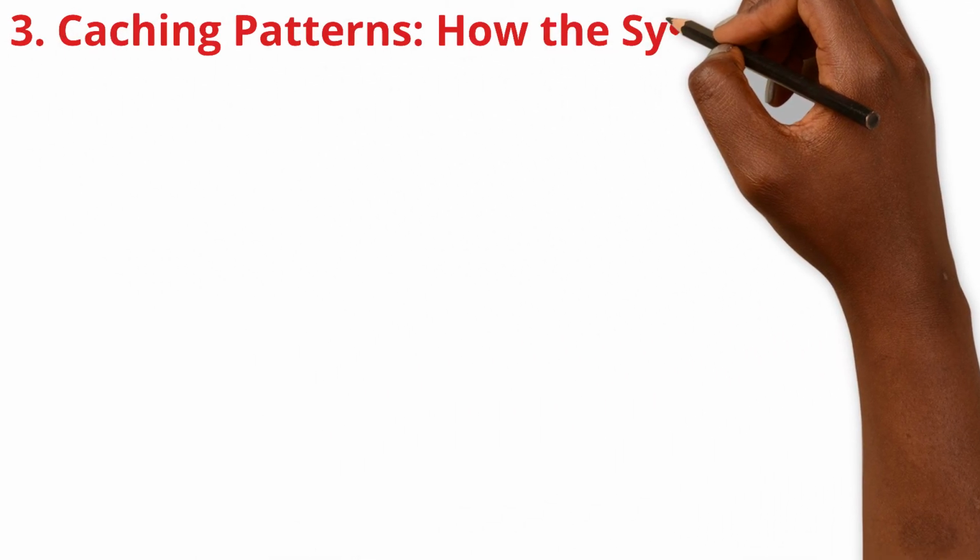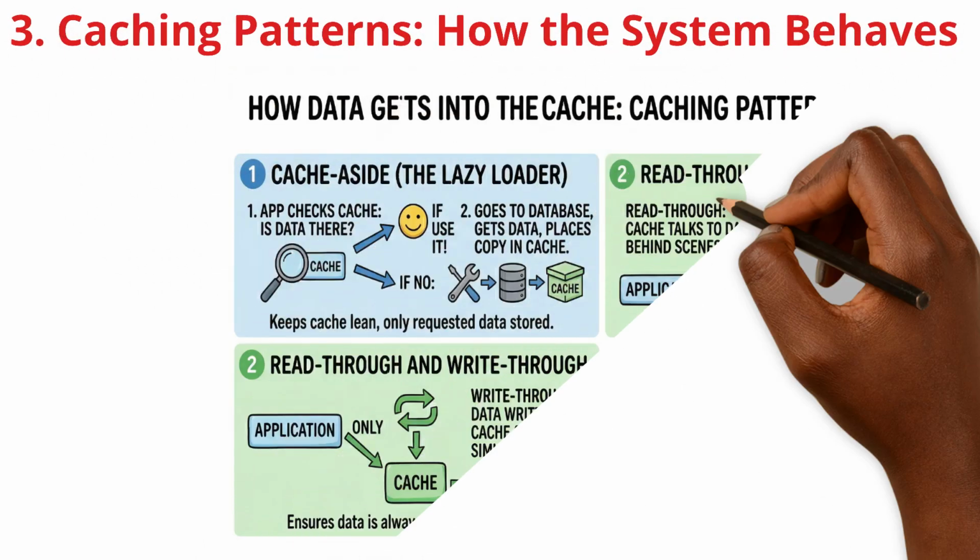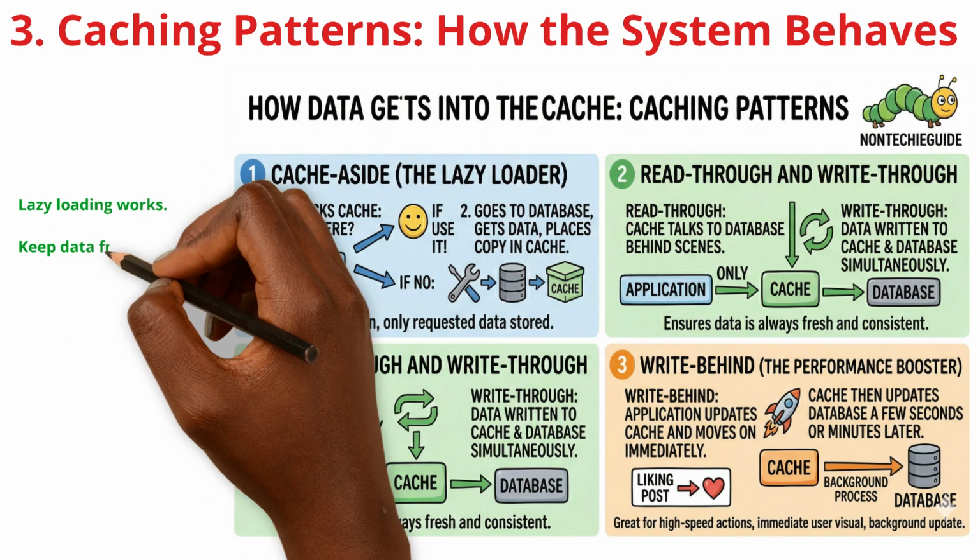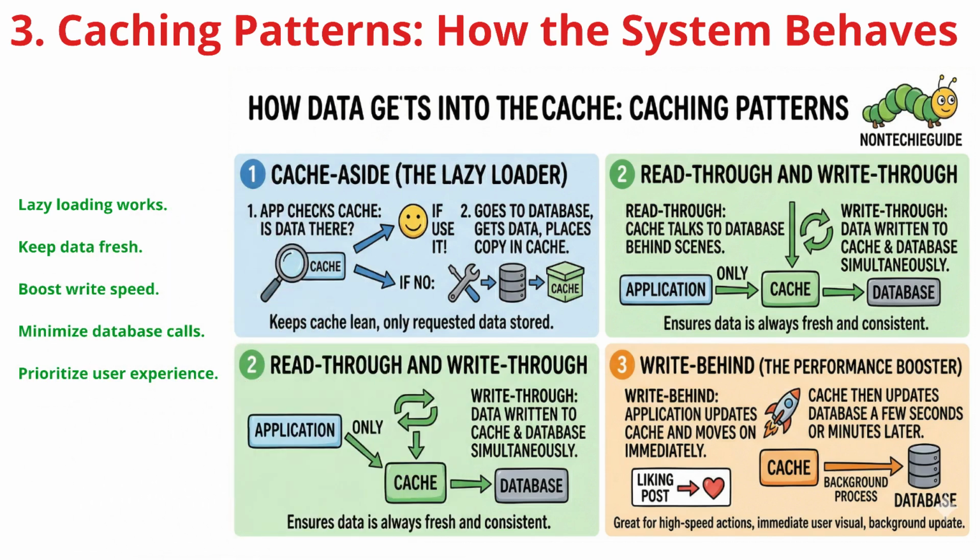Ever wonder how data actually finds its way into a cache? It all comes down to the strategy or pattern a developer chooses to use. The most common method is the cache aside, often called the lazy loader. Here, the app simply looks aside to the cache first. If the data is there, great. If not, it fetches it from the database and saves a copy for next time. This keeps things lean because you only store what people actually ask for.